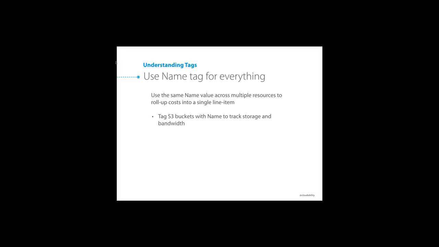So a few examples with that. You might tag S3 buckets with the name so you can track the storage related to them and some of the bandwidth. You also can apply the same name tag to EBS that you've applied to the associated EC2 instance to get a total cost for that name, not just compute. A third one that we see people miss a lot is also RDS, which is an increasingly large part of many customers' bills. So make sure to cover all those bases as you're going through it.